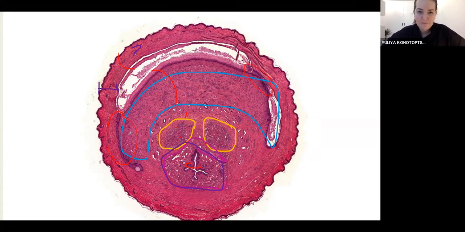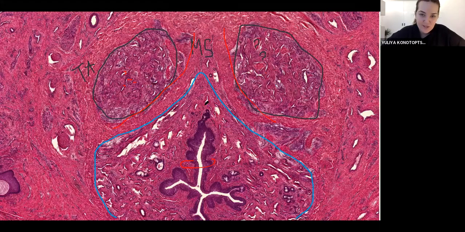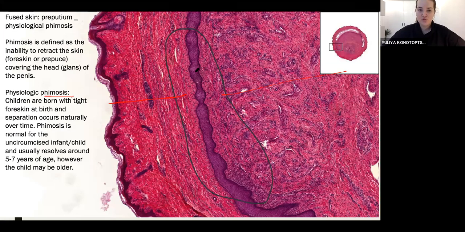So how do we call it? This is called phimosis. And this particular phimosis, this particular fusion of the prepuce to the glans of the penis, we call it physiological phimosis. Why? Because this should be happening. So in the embryo, this should be happening. So in embryo, the prepuce should be attached to the glans of the penis.